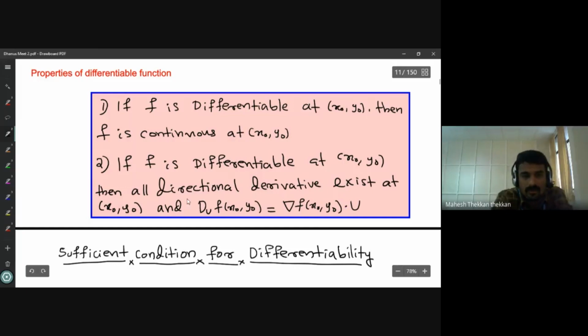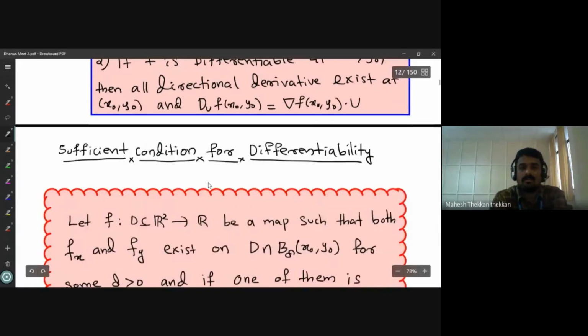So if you want to find the directional derivative of f at (x0, y0), if f is a differentiable function, you can directly use this formula: del f at (x0, y0) dot u. Otherwise, we have to use the definition of directional derivative. Okay. Then the sufficient condition also I just mentioned.